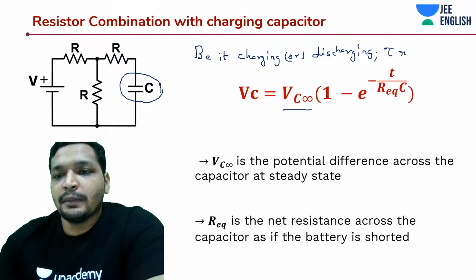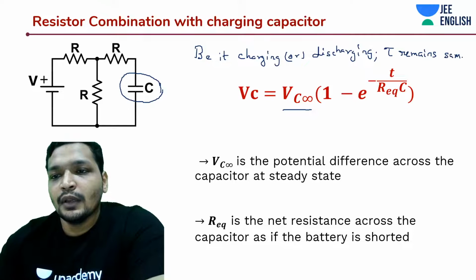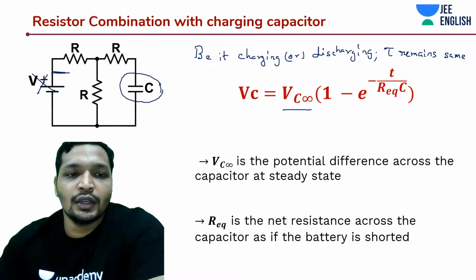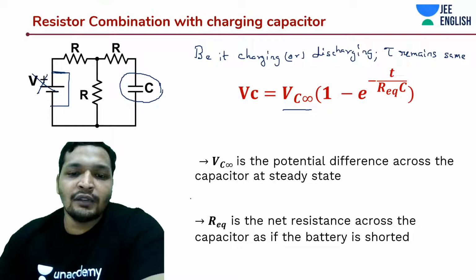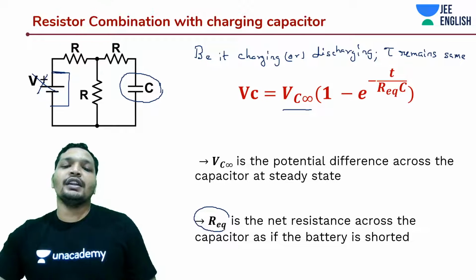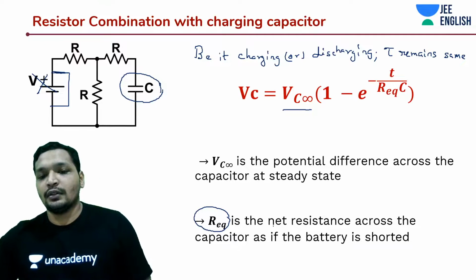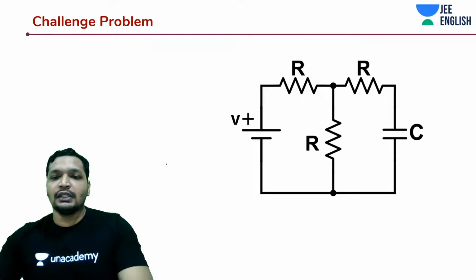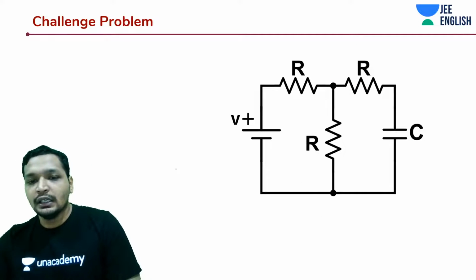Tau remains the same. Discharging, you don't need another potential source. We'll short it out. So that way we could have done every single problem very, very quickly. That is how you do it. Let's get started with the same kind of problems and see whether we are getting the right kind of answer.